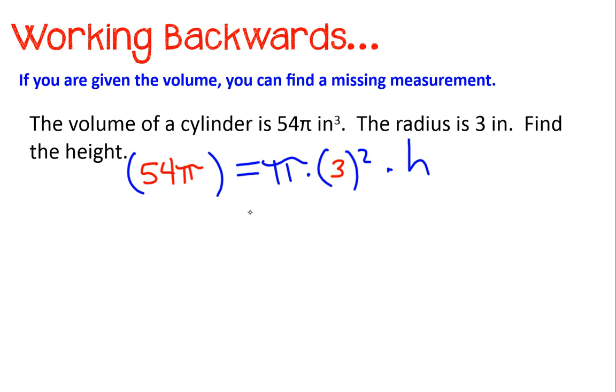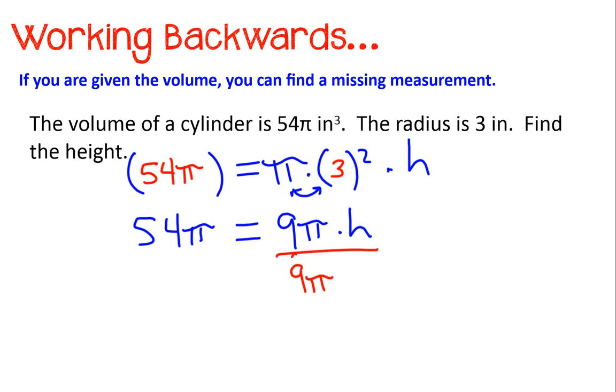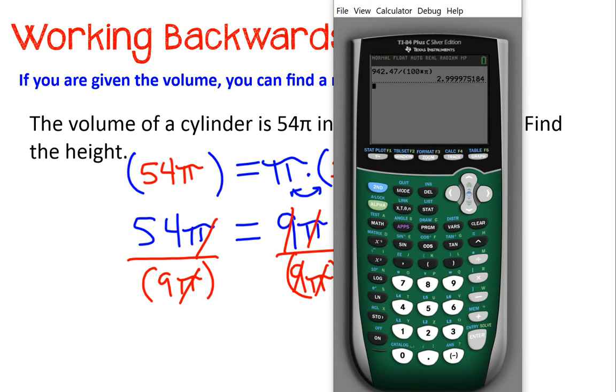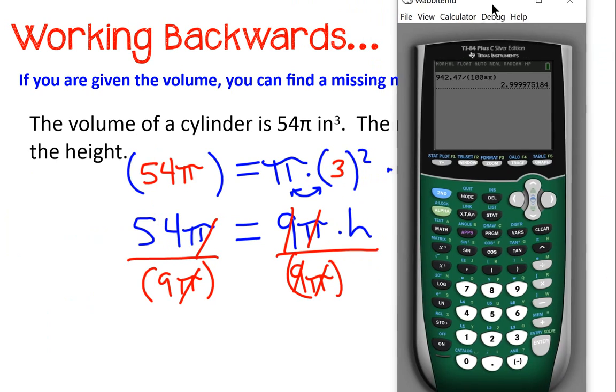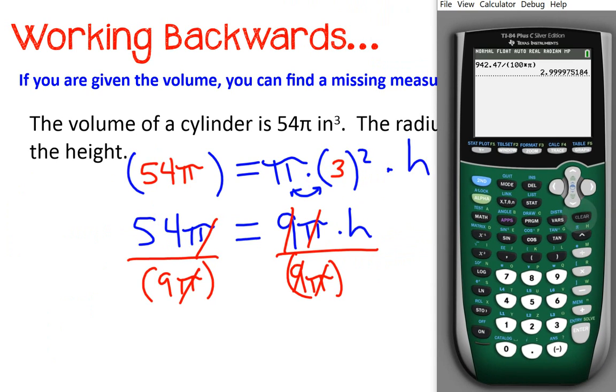So what happens when I simplify the right-hand side of my equation here, and remember when I commute these terms, 3 times 3 is 9. When I go to divide both sides by 9 pi, right? 9 and 9 cancel, pi and pi cancel. And on this side, the pi's will actually cancel. So I don't even have to type them on my calculator. So when I turn my calculator on this time, I'll show you both ways, and you'll see that it doesn't really make a difference here.